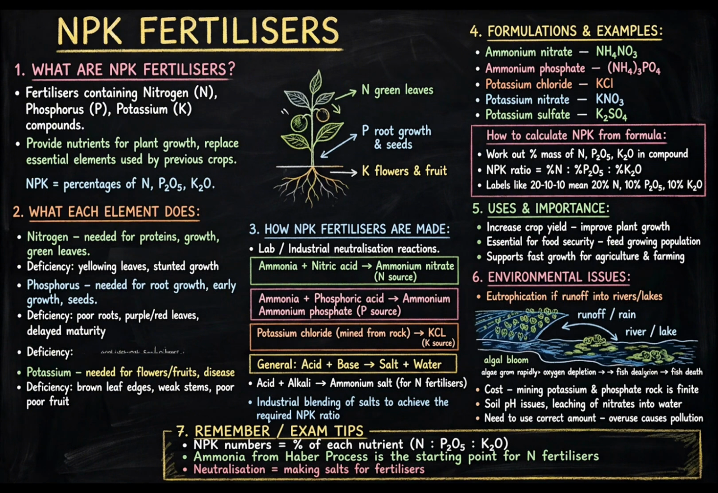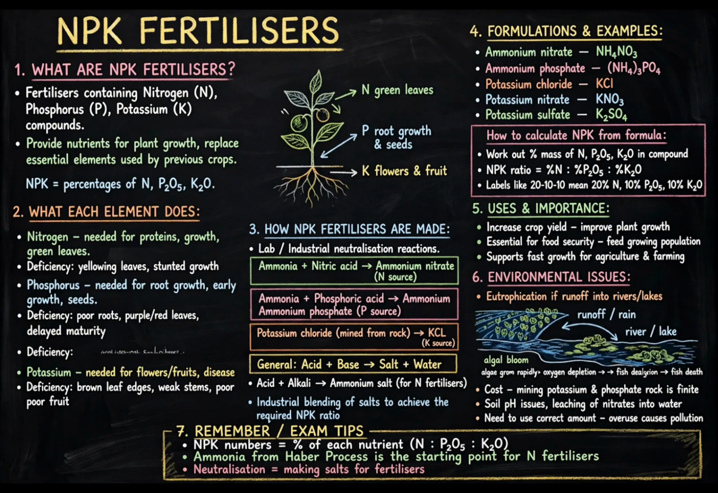What each does: nitrogen, needed for proteins, growth, green leaves. Deficiency is yellowing leaves, stunted growth. Phosphorus, needed for root growth, early growth, seeds. Deficiency, poor roots, purple or red leaves, delayed maturity. Potassium, needed for flowers and fruit, disease resistance. Deficiency, brown leaf edges, weak stems, poor fruit.